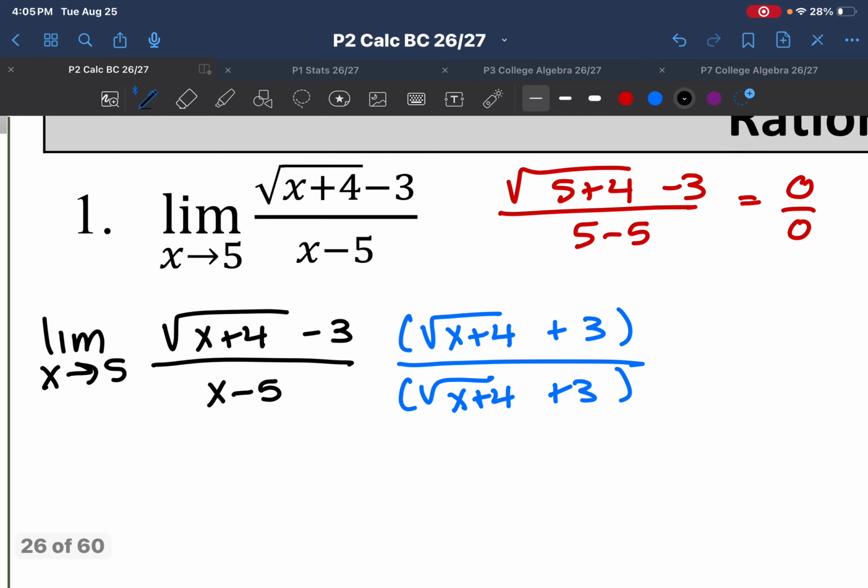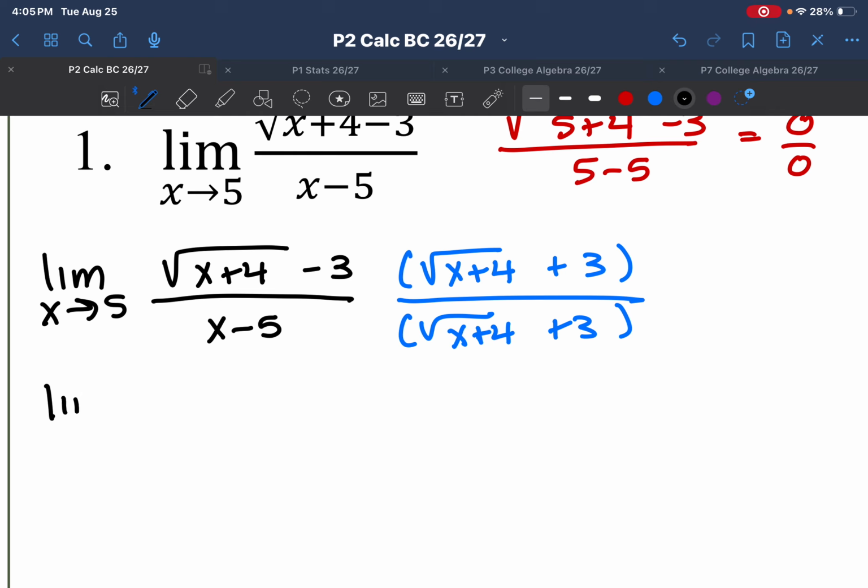Okay, so now I'm going to multiply across, and I get the limit as x approaches 5 of x plus 4 minus 9. Okay, radical times a radical, the radical will be squared, so it cancels out, so x plus 4. Radical times a positive 3 is positive, negative 3 times the radical is negative, so it cancels, and negative 3 times 3 is negative 9. And then I'm just going to rewrite the bottom part.